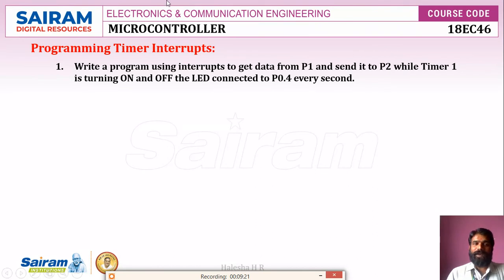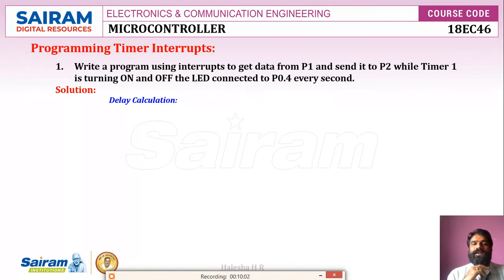Now we'll see programming a timer interrupt with an example. Write a program using interrupts to get the data from P1 and send it to P2 while timer 1 is turning on and off the LED connected to P0.4 every second. That means here 2 tasks are there. One is to get the data from P1 and send it to P2. Another task is timer 1 turning on and off the LED connected to pin P0.4 every second.